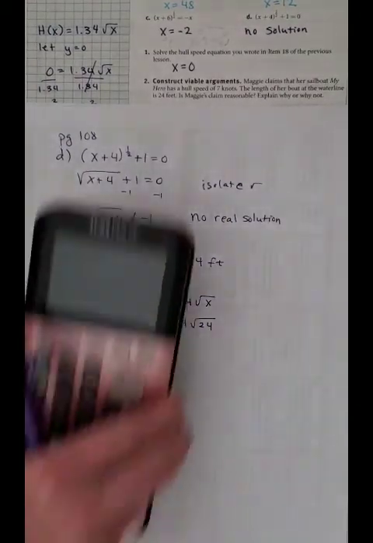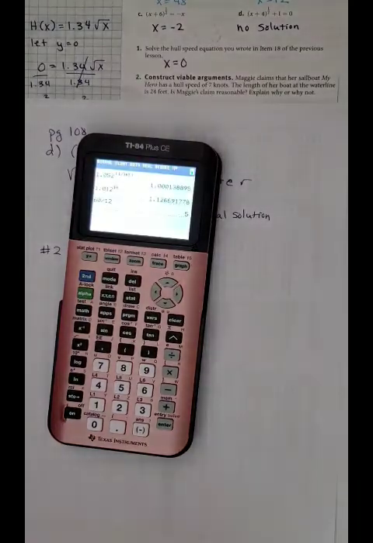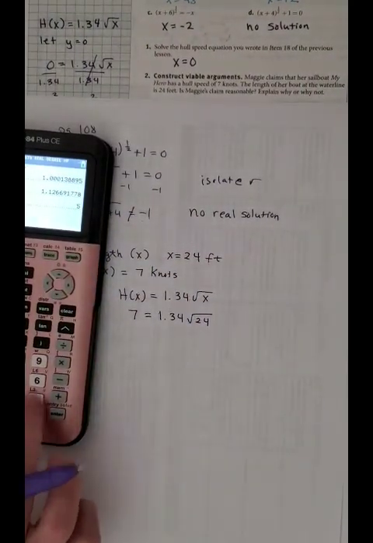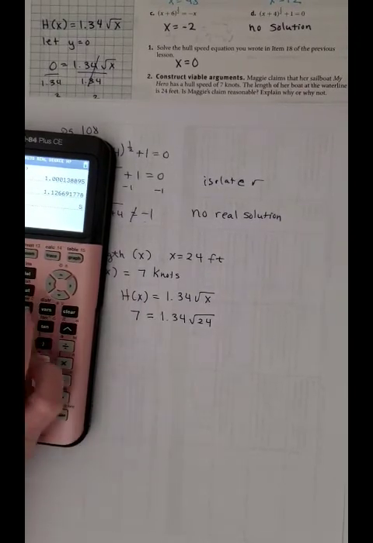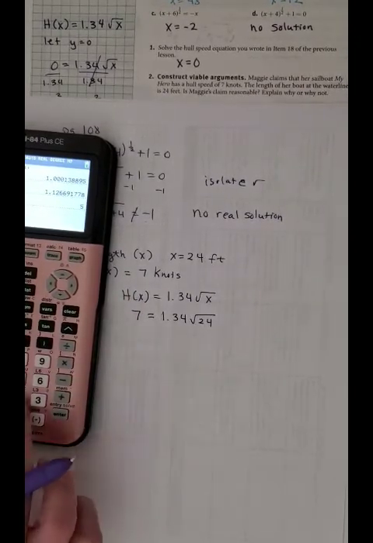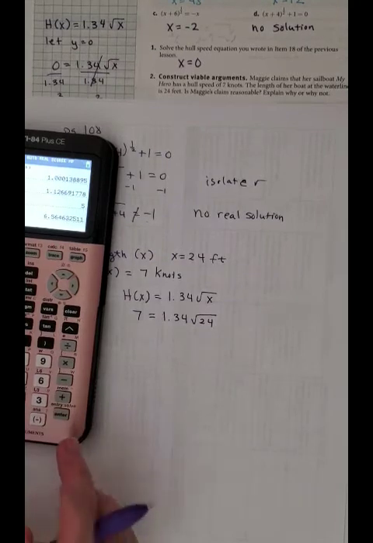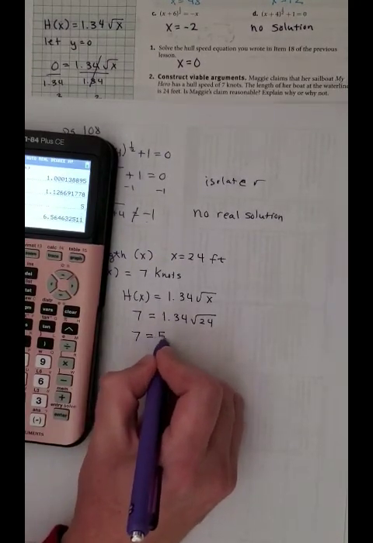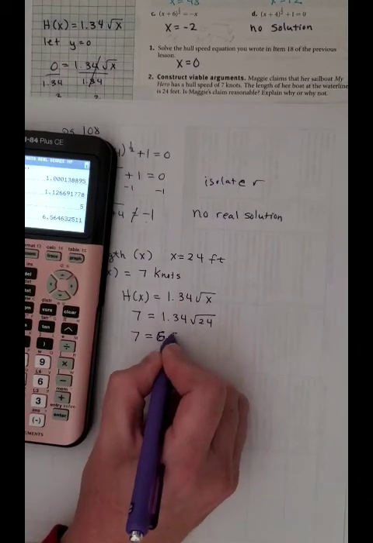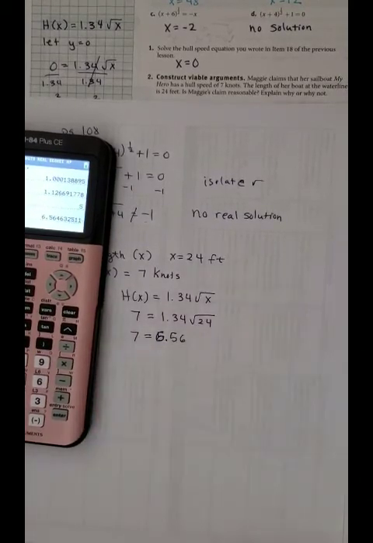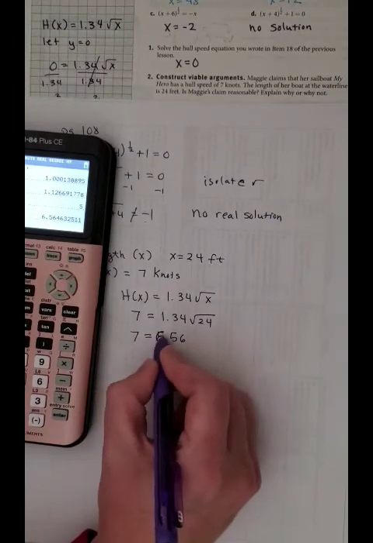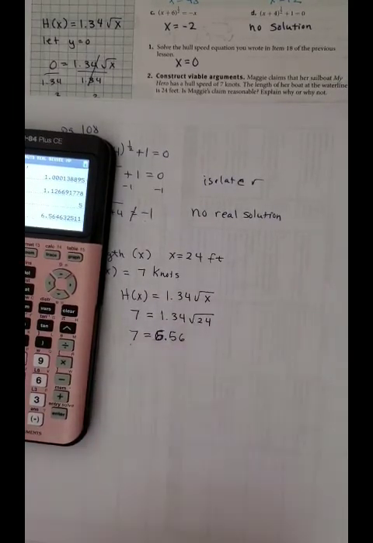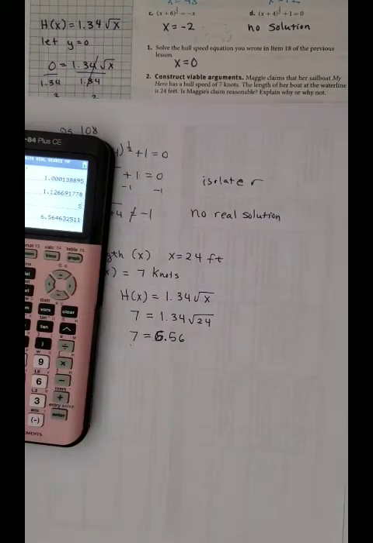Let's go ahead and check this on our calculator. So 1.34 times the square root of 24 equals 6.56. It would appear that these are not equal, right? 7 is not equal to 6.56. That's one way to verify it.